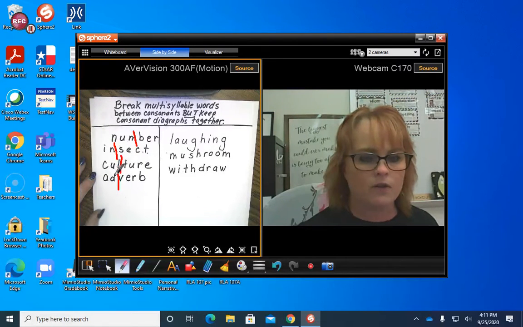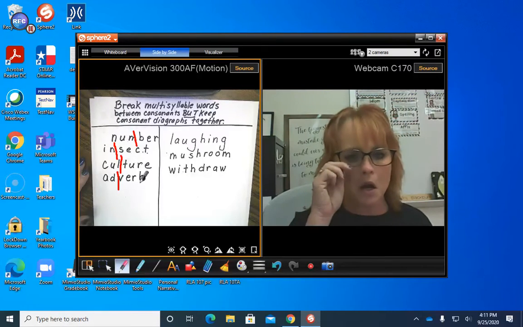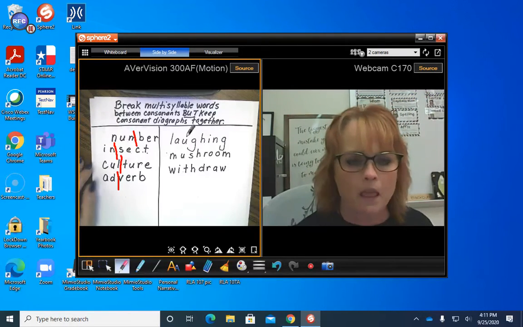So this will be our first syllable, add, and then our second syllable, verb. Add, verb, adverb. Two syllables again. Very well done. All right, now we're going to look on the other side.